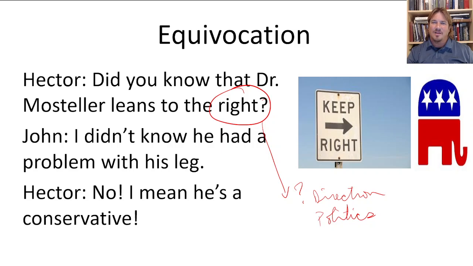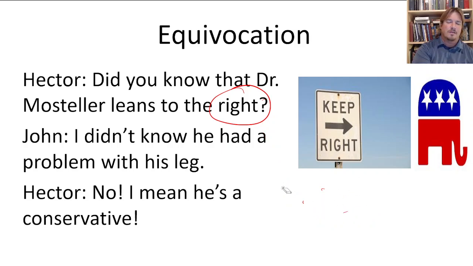So leaning to the right could mean, when he sits, he kind of leans to the right, or when he walks, he kind of favors his other leg, or it could mean that so-and-so is politically conservative, like he leans to the right of center in his political views. So the word right is equivocal in this argument. If I inferred from someone saying Mosteller leans to the right that he's a conservative, you might be mistaken if what the person meant was that he literally, when he makes his videos, is leaning over this way, to the right.